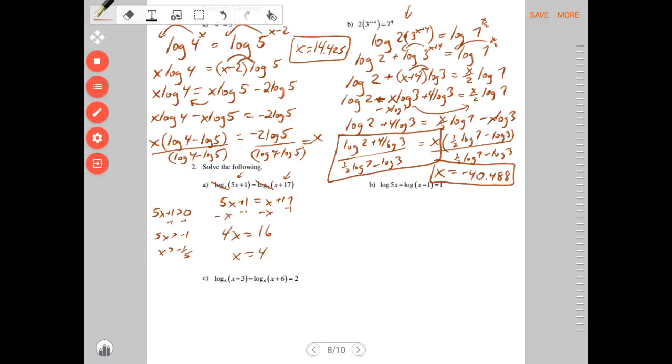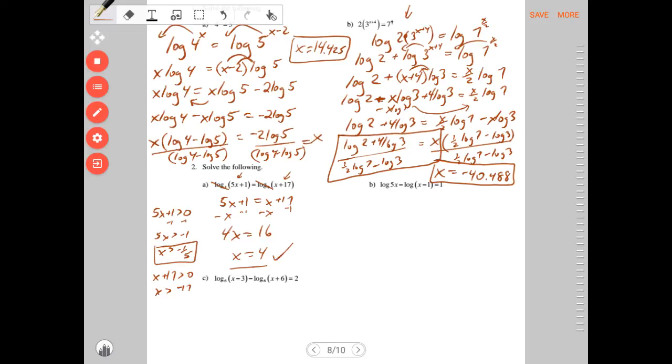We have to do the restriction on the next part as well. So the x plus 17 also has to be bigger than 0. So x has to be bigger than negative 17. Okay, so if you look at that, x is 4. It satisfies both of those. Now, really, the domain on this is going to be this one, because if you're bigger than negative 1/5, you are also bigger than negative 17. And of course, our value, x is 4, is bigger than negative 1/5, so that will work.